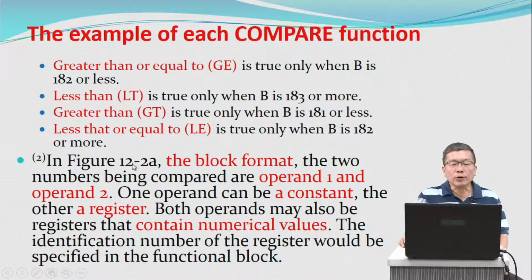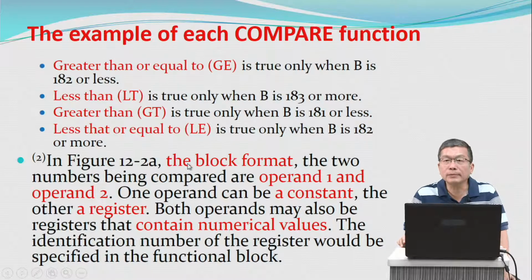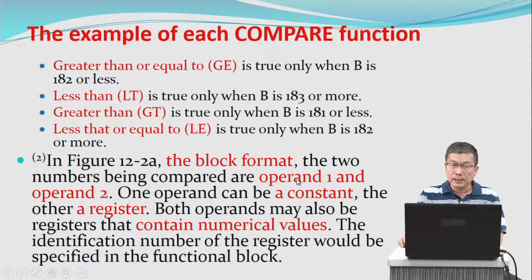In figure 12.2a, the block format, the two numbers being compared are operand 1 and operand 2. One operand can be a constant, the other a register. Both operands may also be registers that contain numerical values. The identification number of the register would be specified in the functional block.